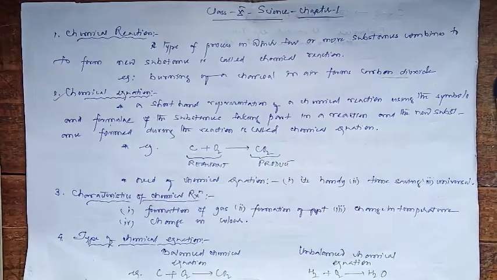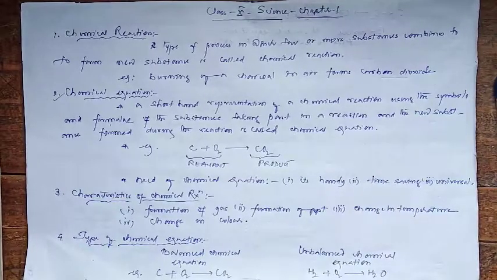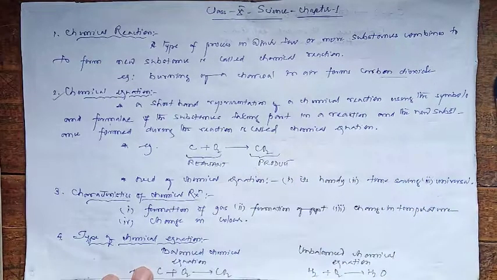Burning of charcoal is a chemical reaction. If I want to make this chemical reaction short and simple, how to do this? To make this simple, we have a way out, that is to express this chemical reaction in the form of a chemical equation.